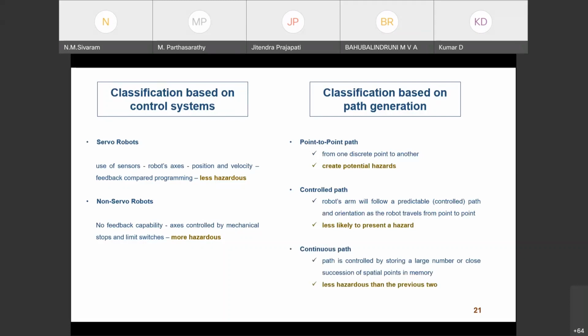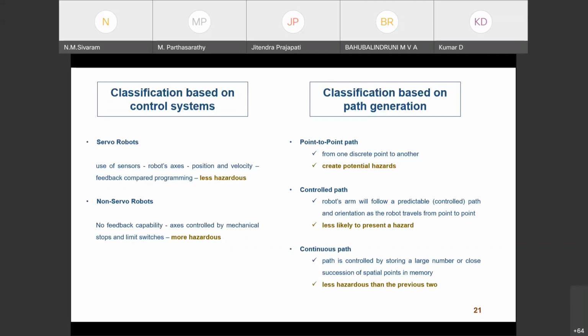Similarly, the robot classification based on the path generation, if you see, there are 3 different paths used. One is the point-to-point path method. The second is the controlled path method. The third one is the continuous path method.